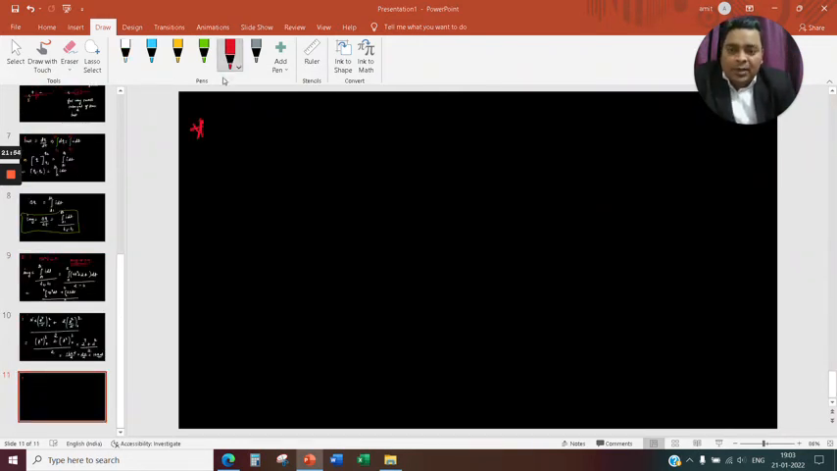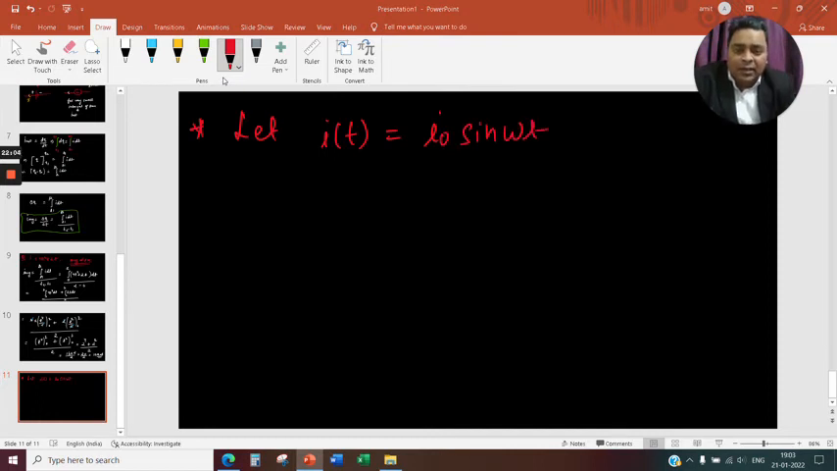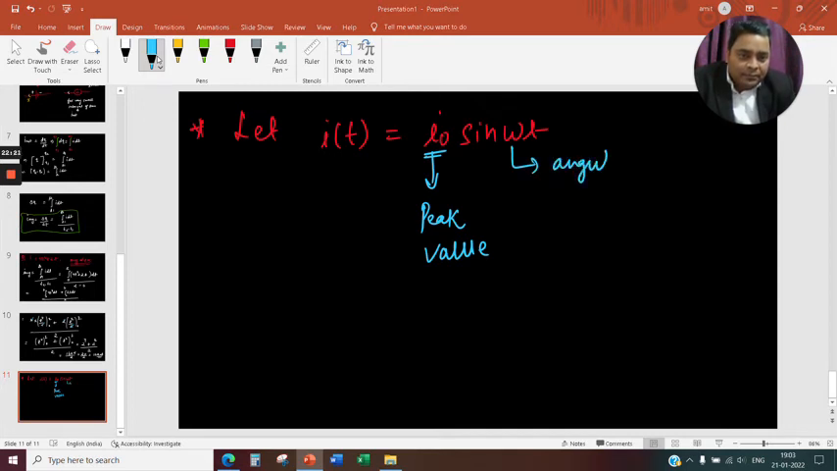Suppose I is equal to I naught sine omega t. Suppose I have taken one function, that is a current, which is a function of time, I naught sine omega t. Now here what is I naught? I naught here is the peak value. Omega here is angular velocity, and t is the time for which we are finding current here.